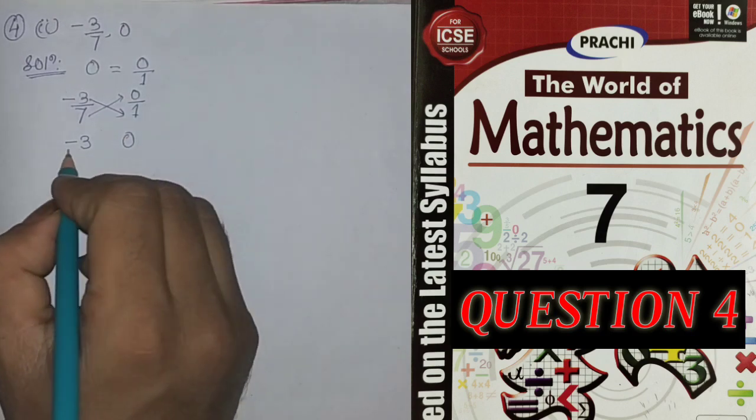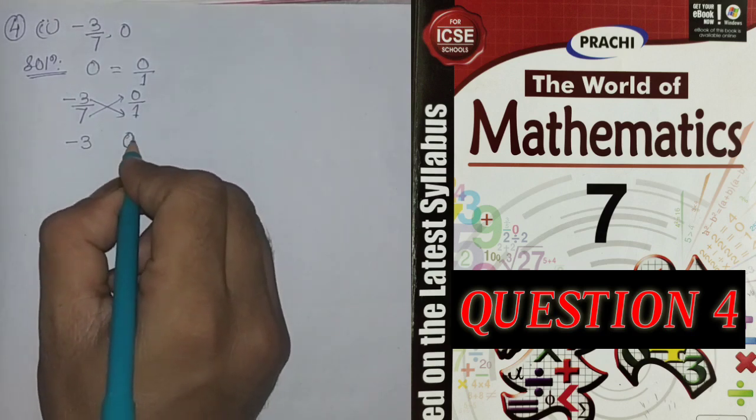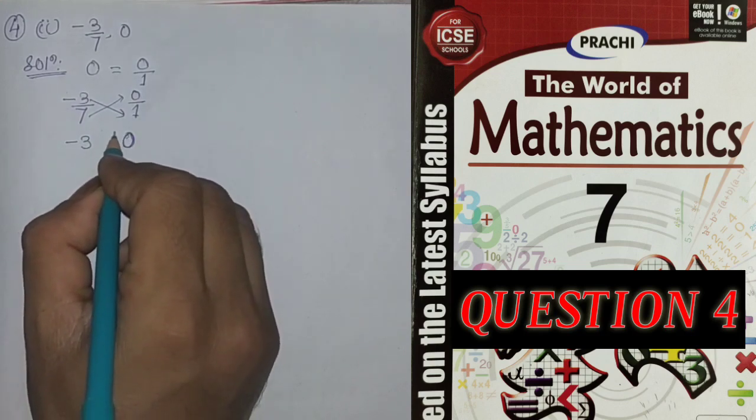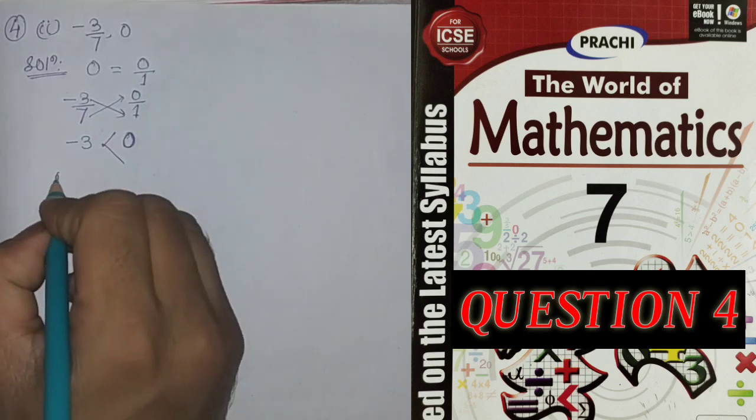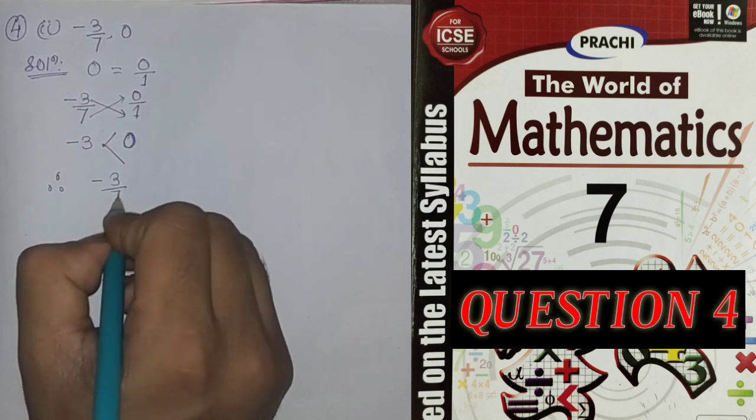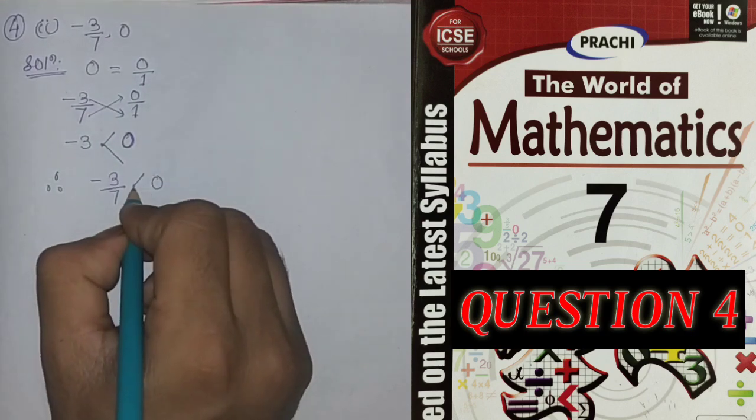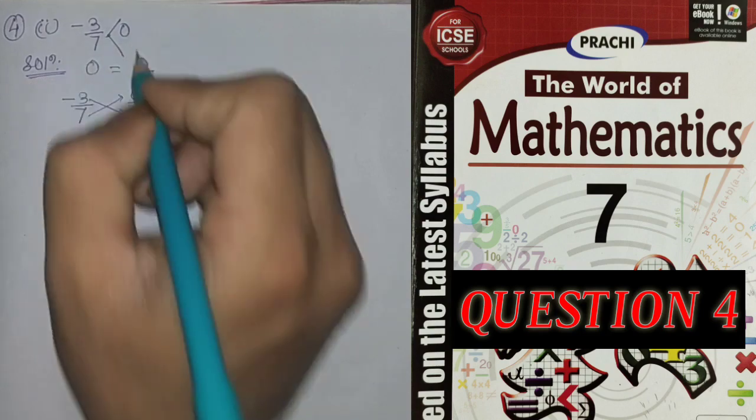Okay, this is negative and this one is positive, and a positive number is always greater than a negative number. The sign will be here like this, so we have to write -3/7 < 0. Put this sign here and this will be the answer.